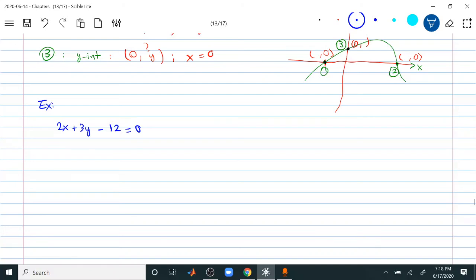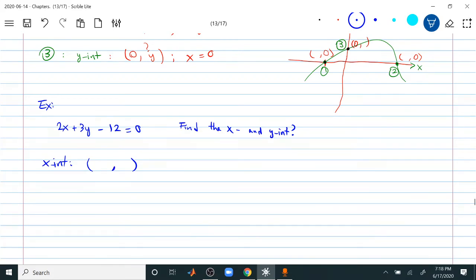So here, the question: find the x and y intercept. How do we find it? First, let's look for the x-intercept. What do we know about the x-intercept? All these are points. They're not intervals. Do not make that mistake. We're discussing the x-intercept as a point.